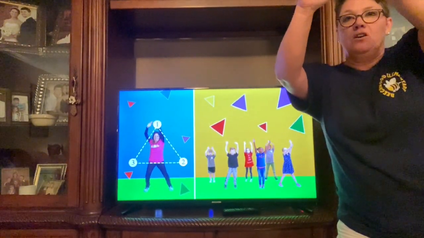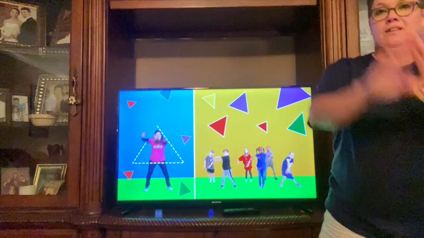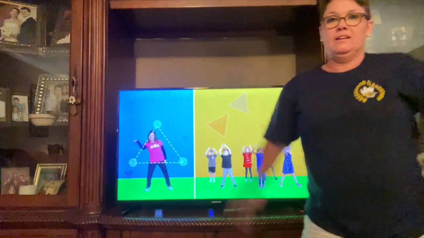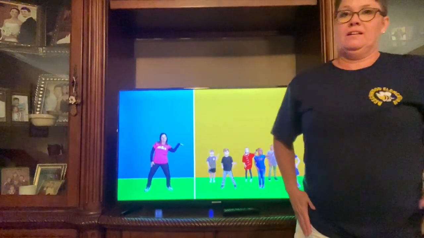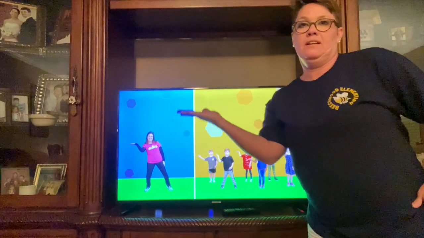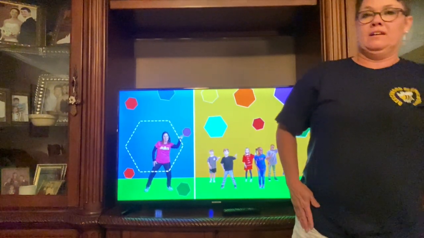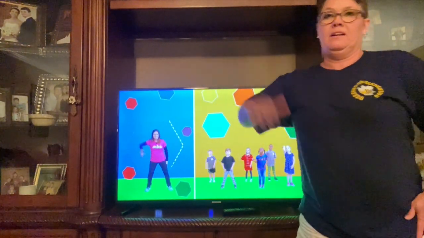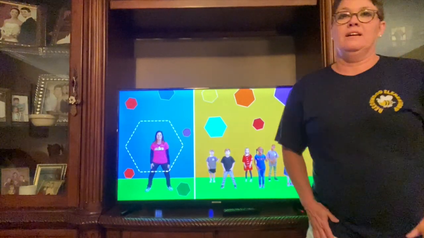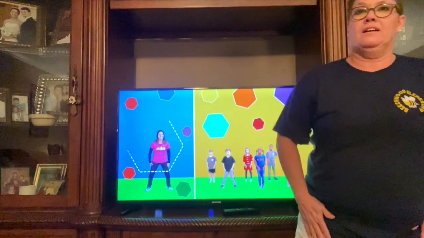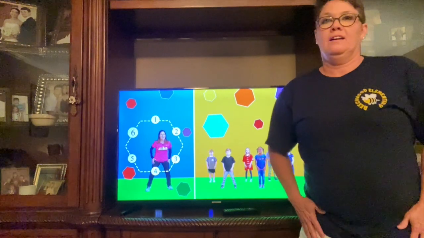I love your triangles. Triangles, 1, 2, 3. Winnie has a favorite shape she confides. Hexagons like honeycombs have 6 sides. Hexagons, hexagons, watch these tricks. Hexagons, hexagons, 1, 2, 3, 4, 5, 6.